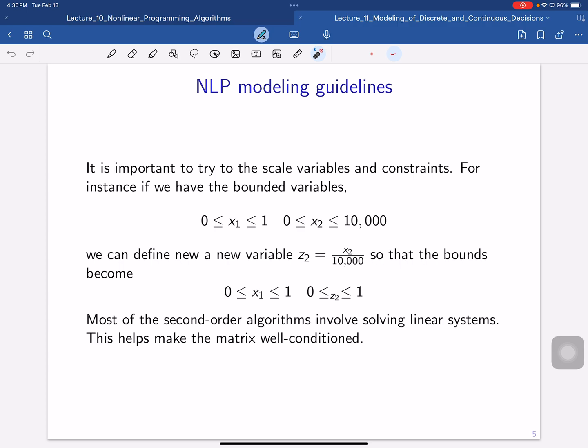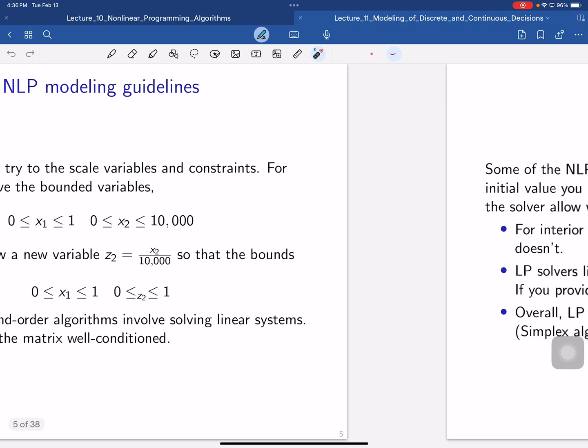For example, if you have x1 between 0 and 1, x2 is between 0 and 10,000, right? In this case, your matrix usually has a pretty large condition number. You don't want that to happen. So what you can do is just define a new variable called z. z is x2 divided by 10,000. And whenever you need to use variable x2, you use z2. That's it. Okay, this should be straightforward to understand.